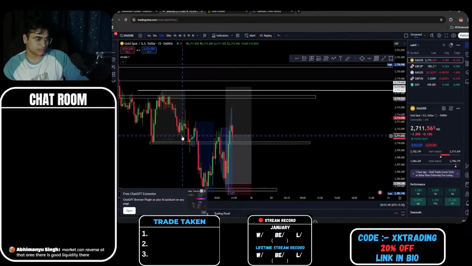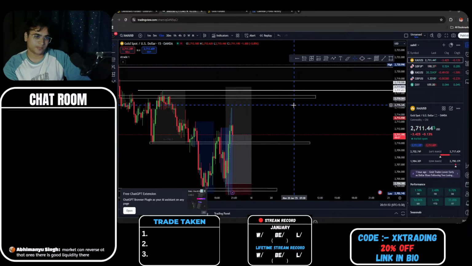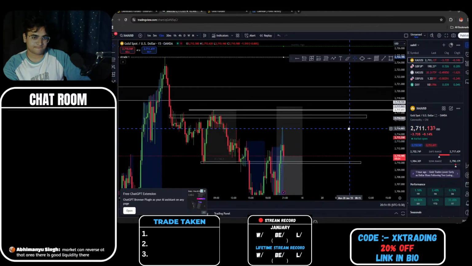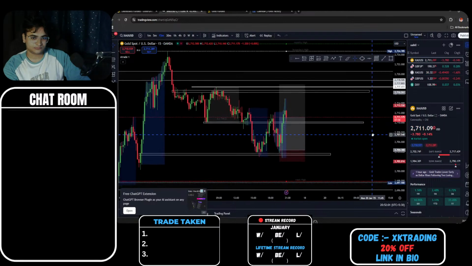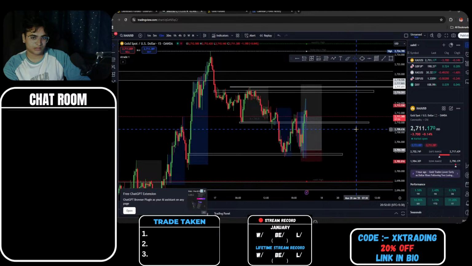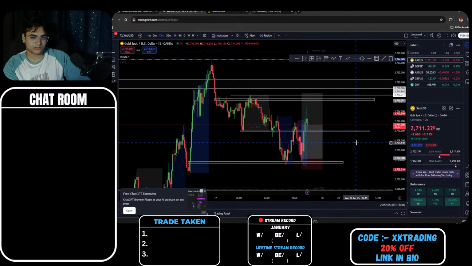Market can reverse at the area, there is good liquidity there. Yeah, I agree on that part. Good liquidity there.